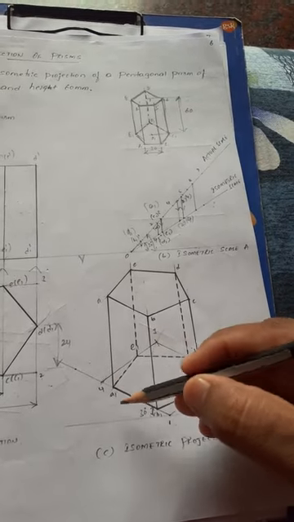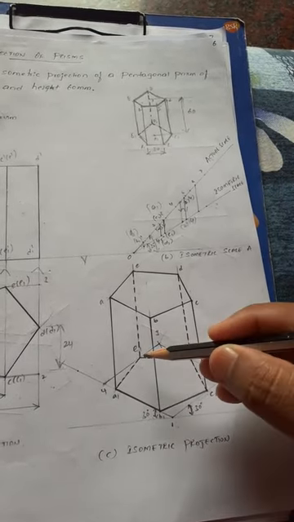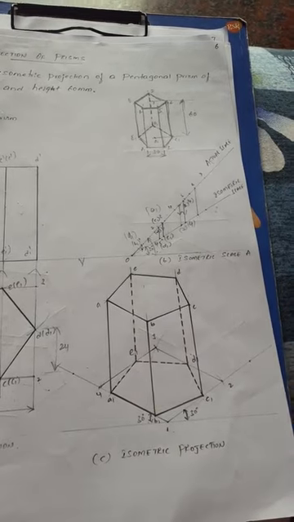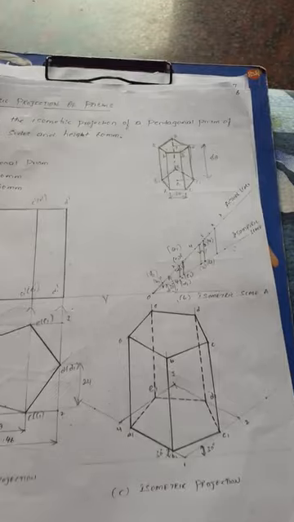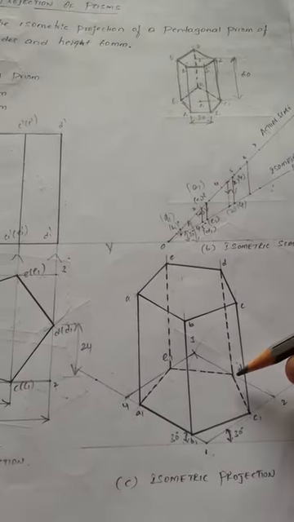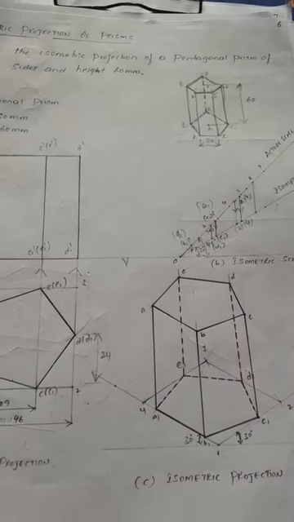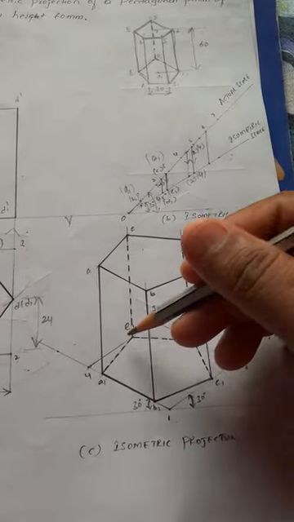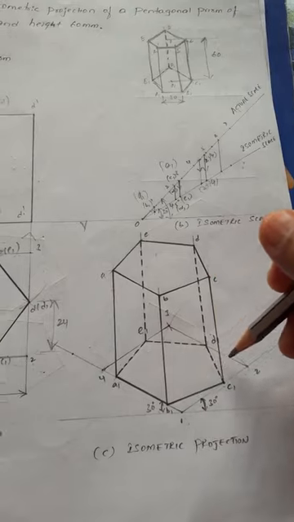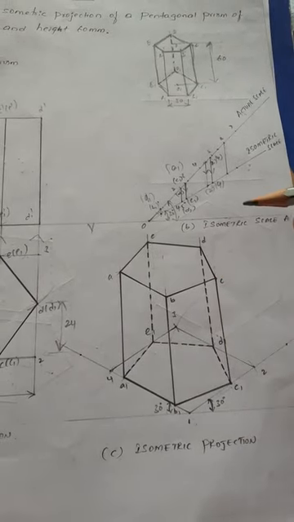Now we'll go for joining these points by a continuous thin line. Better you go first with a continuous thin line, or if you make a continuous thick line also, no problem, right? Then after that, once you construct the isometric projection of the base of the pentagonal prism, how do you get these rectangular faces?